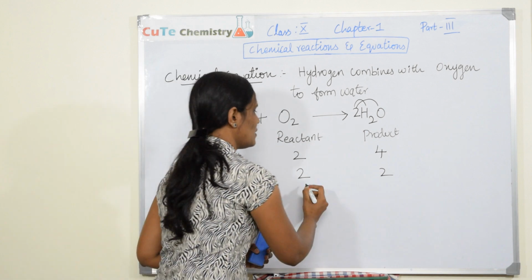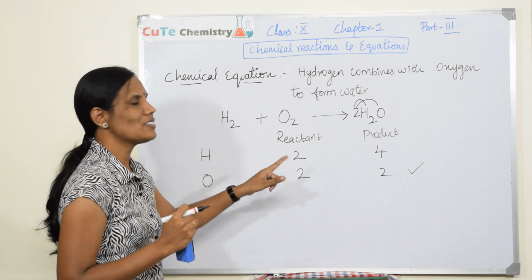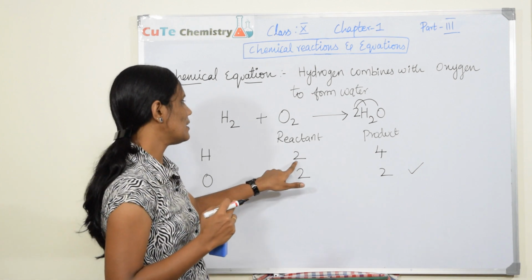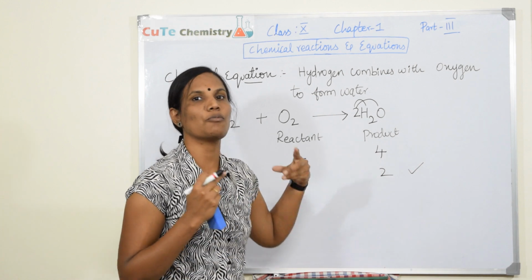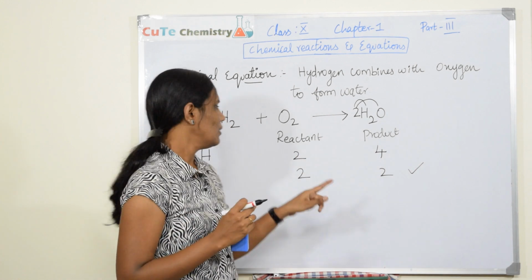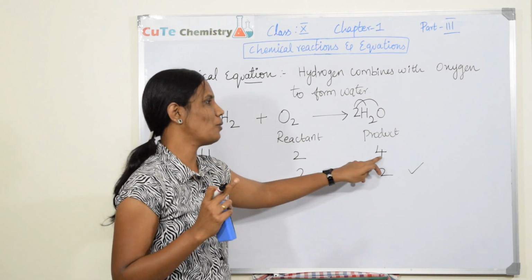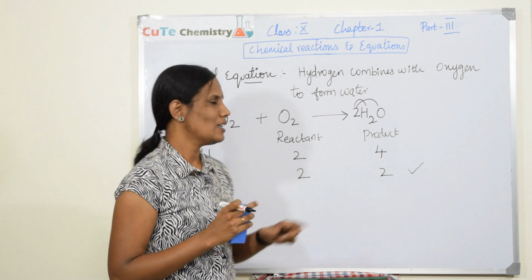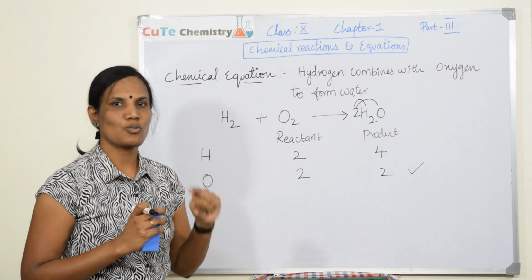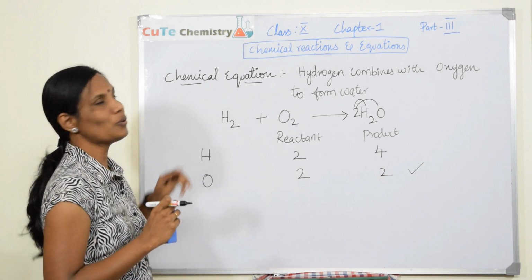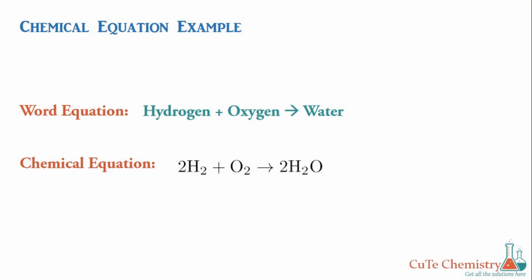Oxygen is balanced, so reactant side 2 and product side 2, it is balanced, and hydrogen is not balanced. You can see the number of hydrogen in the reactant is 2 and the number in the product is now 4. So it's not possible. Initially we have only 2 hydrogen atoms. How can it produce 4? Which means here in the reactant side there is a deficiency of hydrogen. So we have to multiply 2 here so that it can be compensated. So I will be adding 2.